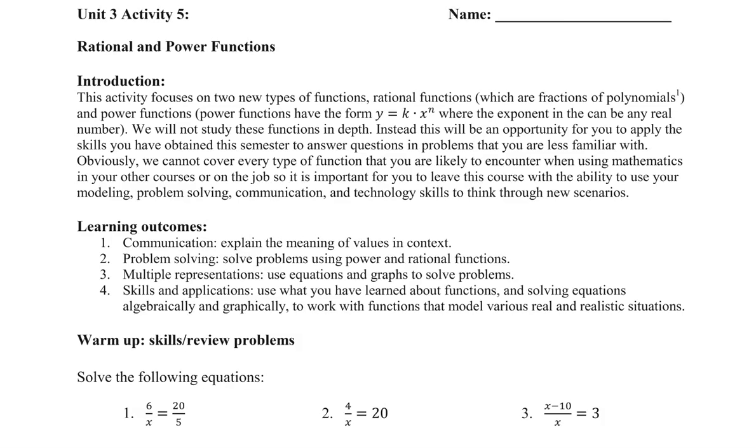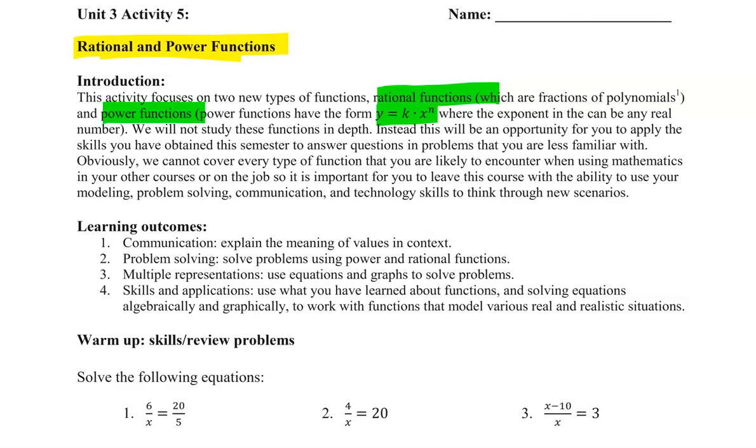Unit 3, Activity 5, Rational and Power Functions. This activity focuses on two new types of functions. The first one, rational functions, which are the fractions of polynomials, and the power functions. Power functions have the form y equals k times x to the power of n, where the exponent can be any real number.